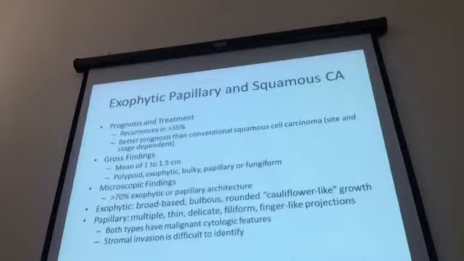Another type that is seen here that can look a little bit like verrucous is exophytic papillary squamous carcinoma. This tends to have a better prognosis than usual squamous carcinoma, mostly because it's exophytic and it's discovered earlier at stage, and it doesn't have this highly aggressive invasive characteristic. To call it this, it needs to be at least 70% exophytic. And then these are usually broad, bulbous, rounded growths that have this pattern.